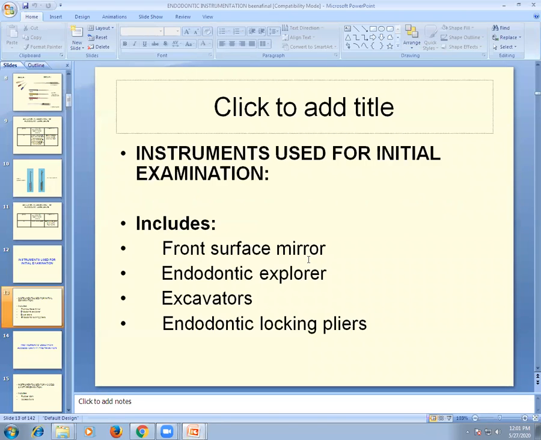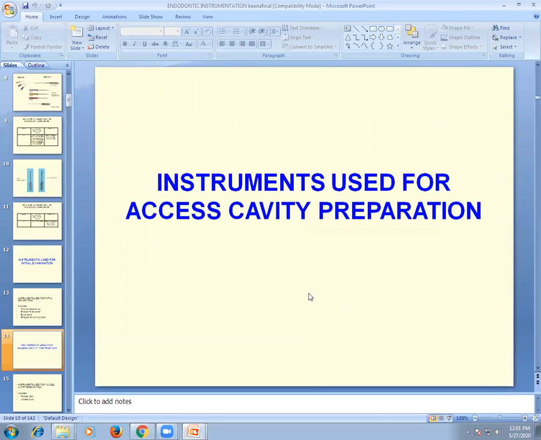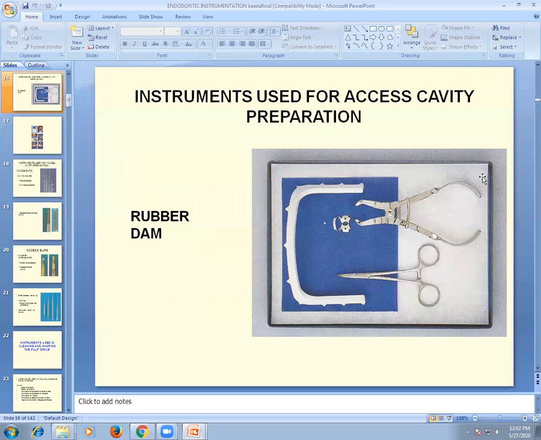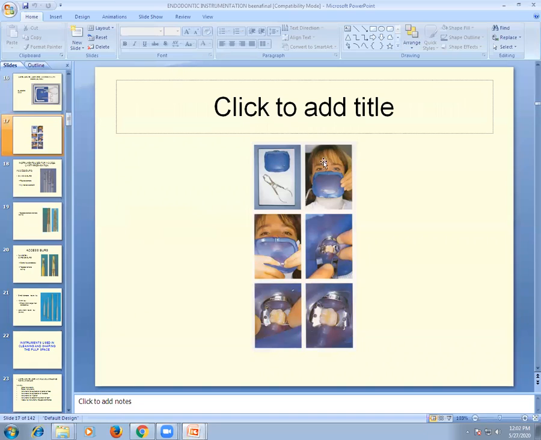Now coming to, once you have done the initial examination of the root of the tooth for which you are doing a root canal, then you need the instruments used for access cavity preparation. In this, we have the rubber dam and the access burrs. Now you must be attending various seminars in which you must have gone through this word rubber dam. Okay, rubber dam is a thing which will cover. See, this is the rubber dam. If you have not seen it, this is the rubber dam.